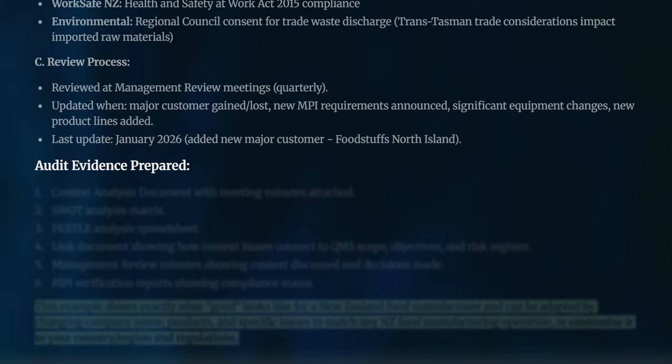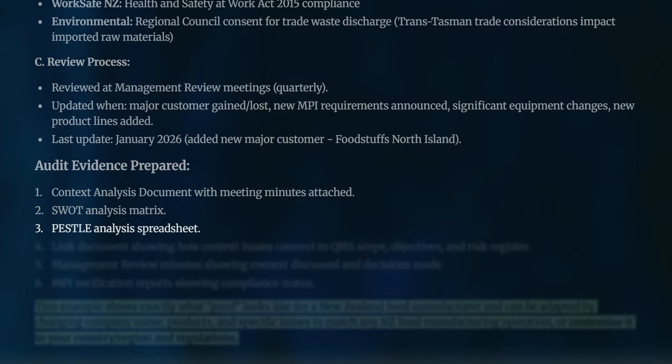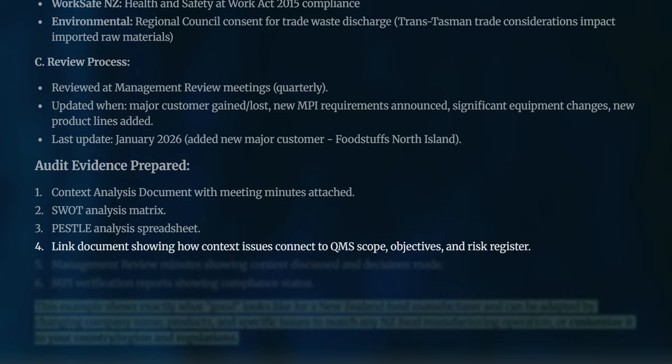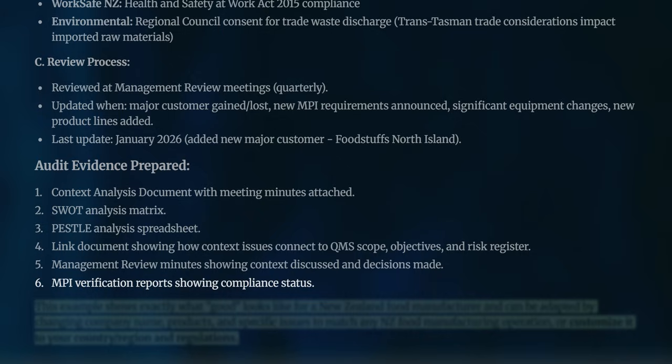And here, the audit evidence you can prepare for the context analysis. You can write those down and prepare them. First, you have context analysis documents with the meeting minutes attached, SWOT analysis matrix, PESTEL analysis spreadsheet, a linked document showing how context issues connect to QMS scope, objectives, and risk register, management review minutes showing context discussed and decisions made, and MPI verification reports showing compliance status. So those are the documents that are prepared for the audit. Number 6, you can alter that to your local regulation.